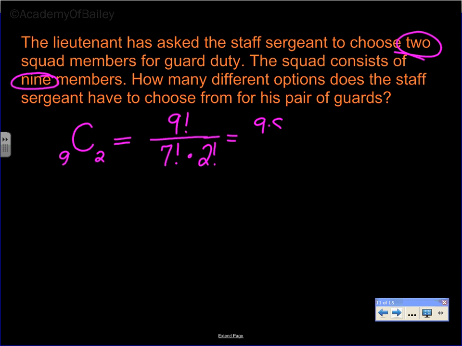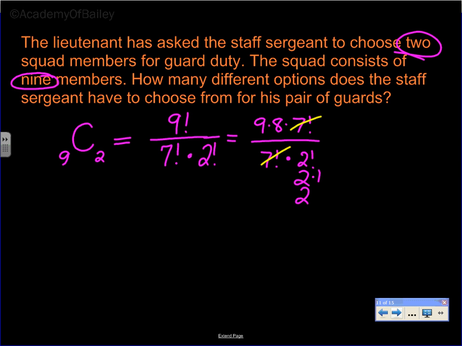You're going to say 9 times 8 times 7 factorial, and 2 factorial on bottom. And we go to 7 factorial for the simple fact that 7 factorial is on top, 7 factorial is on bottom. We can cancel those out. We also know that 2 factorial is equal to 2 times 1, which is 2.